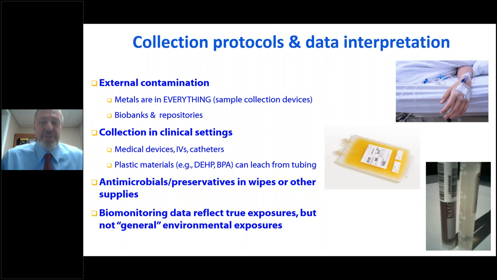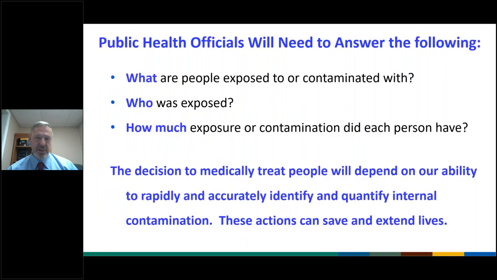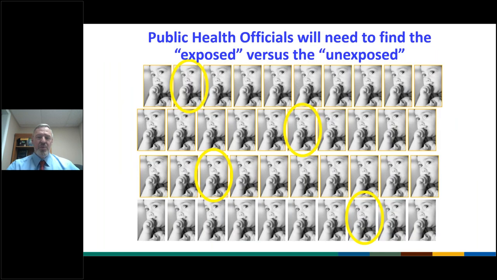So one has to be really thoughtful about when you're going down to very low levels, population levels, you really have to think about what is the potential contamination from your collection devices. So what public health officials are always needing an answer to is, what are people exposed to or contaminated with? Who's been exposed, and how much exposure or contamination did each person get? Because the decision to medically treat people obviously will depend on our ability to accurately identify and quantify internal contaminations.